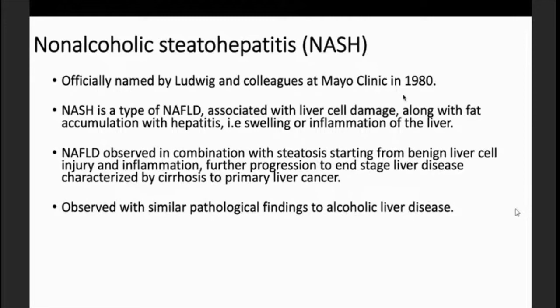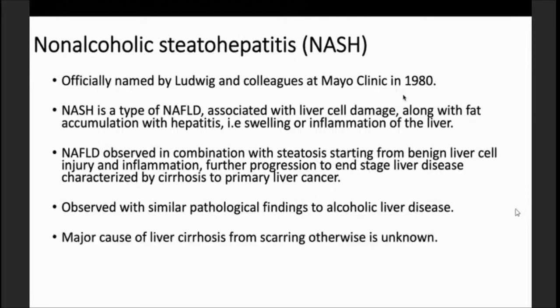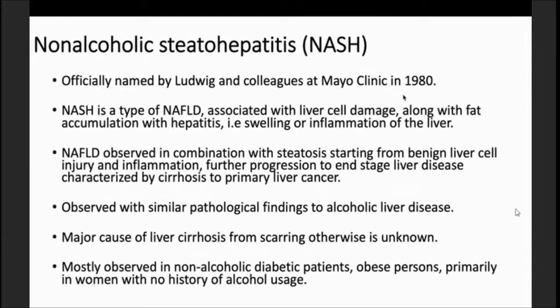And the presence is pretty much the same as the pathology seen in alcoholic liver disease. The major cause of liver cirrhosis from scarring tissue is otherwise unknown and mostly observed in non-alcoholic diabetic patients, obese patients, primarily women with no history of alcohol usage to begin with. But in this current era, everybody has it though.